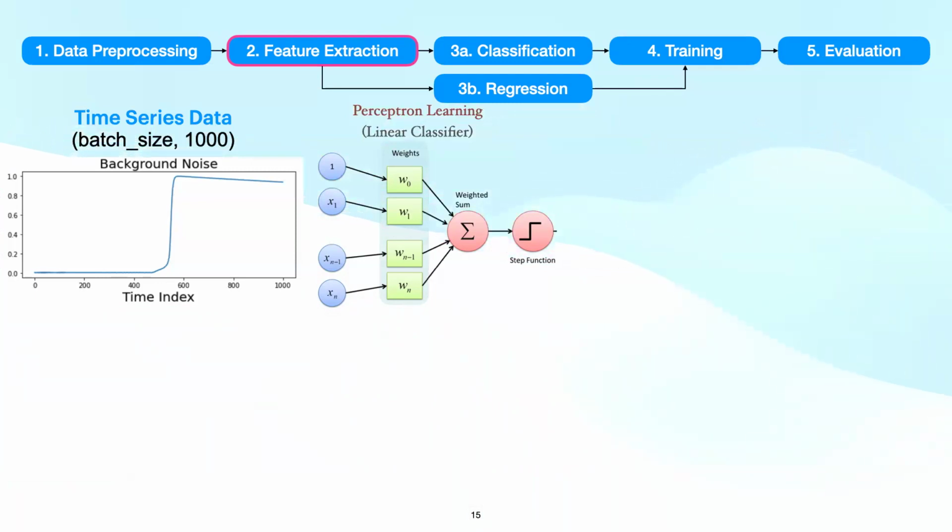So a step function is very simple, right? So this is your x input, this is your y. If your input is smaller than 0, it gives you a 0. If your input is larger than 0, it gives you a 1. So it's a very simple function.